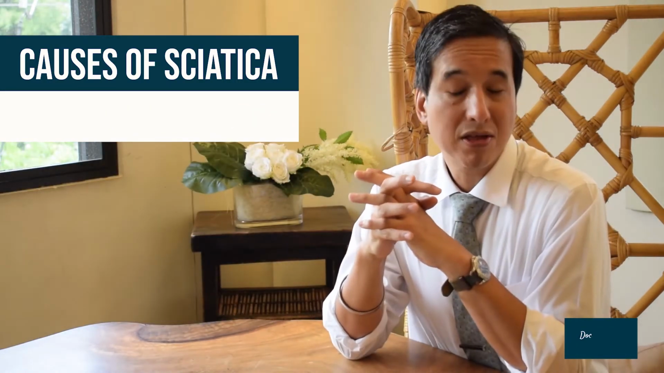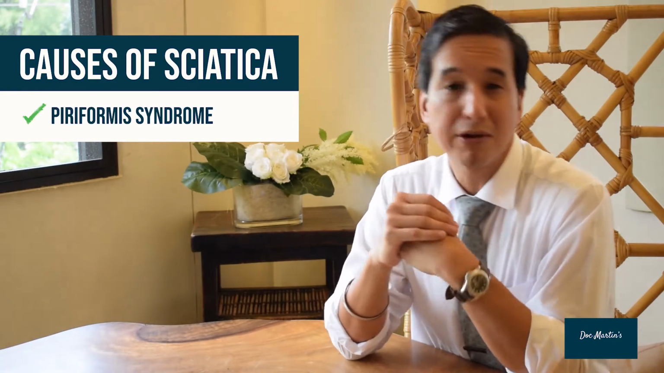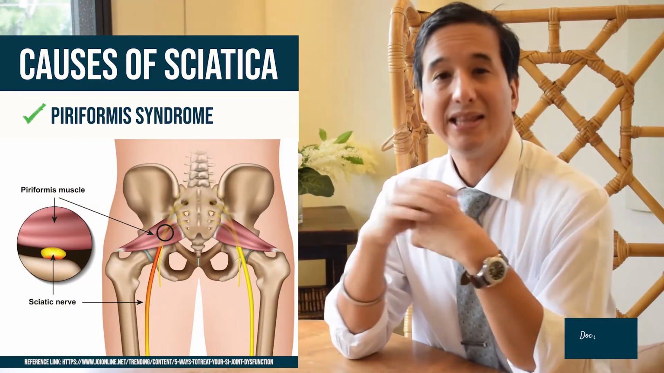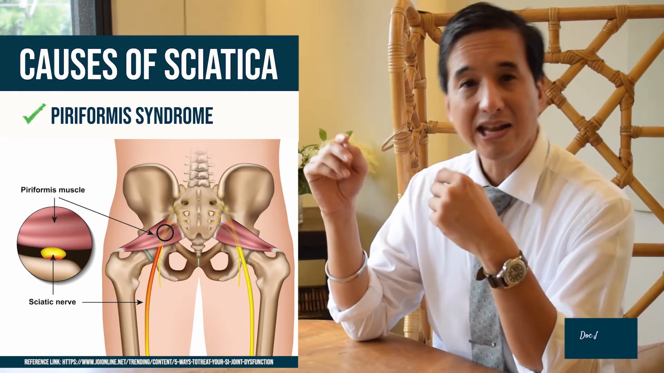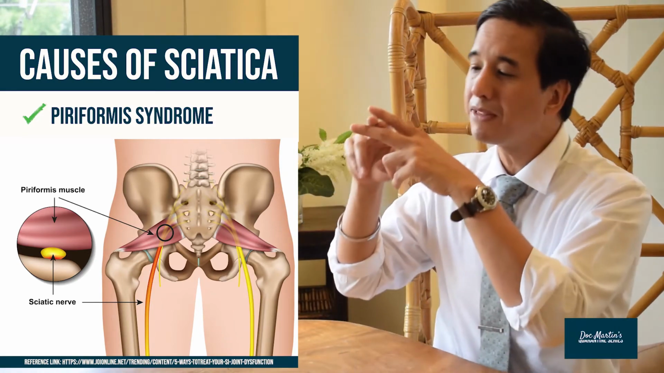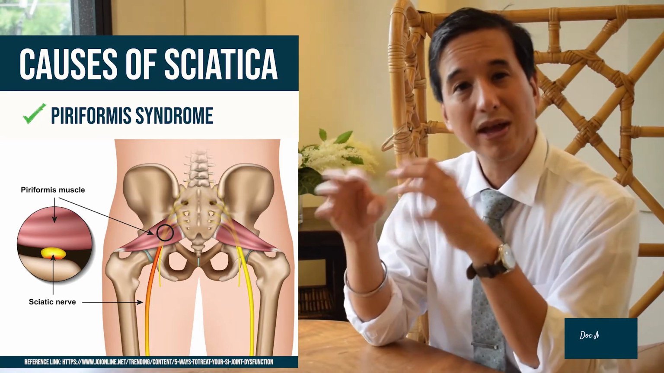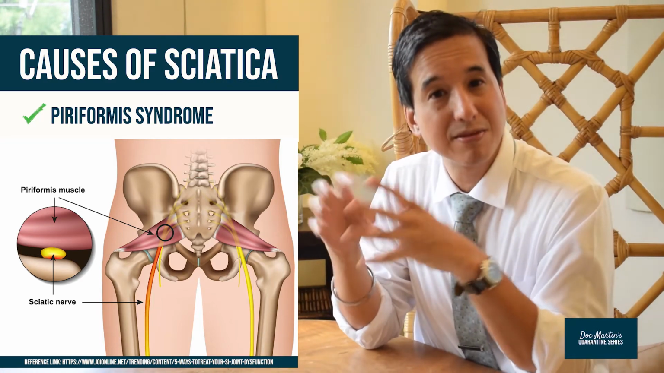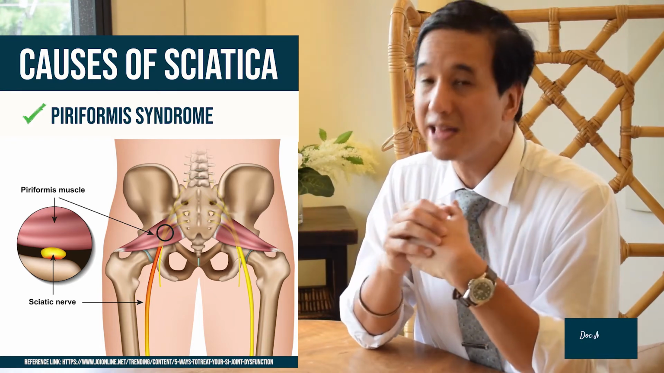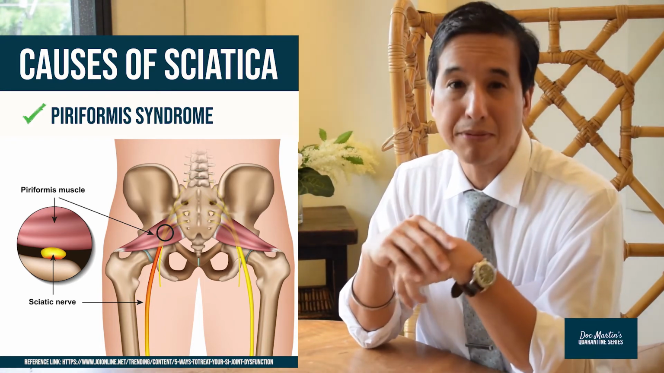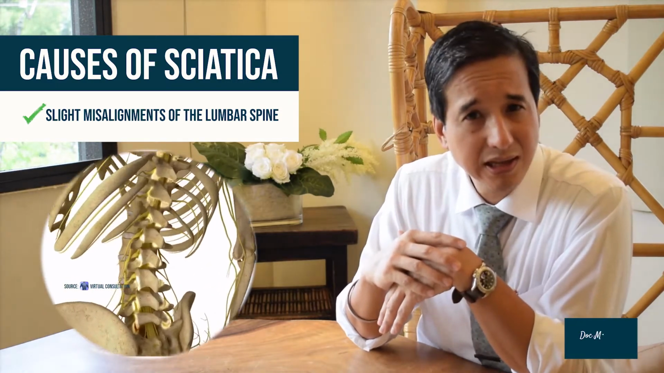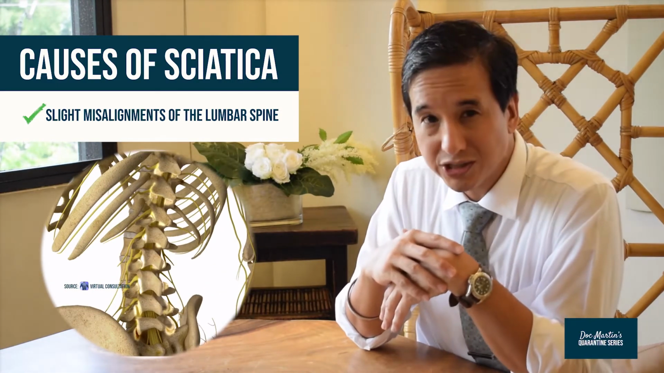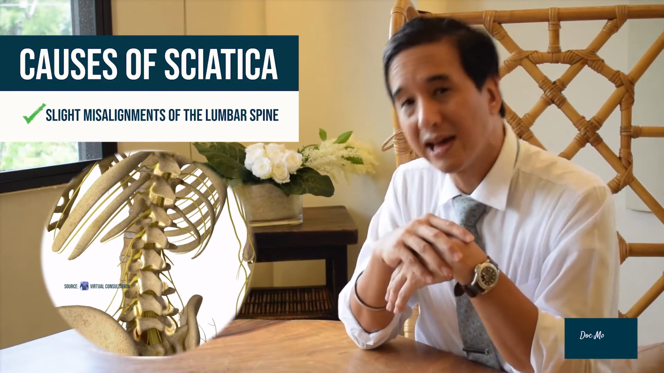Another possible cause of sciatica is what's called Piriformis Syndrome. Now, this is a small, deep muscle of the buttocks. The sciatic nerve actually dives in between the belly of the muscle. So when there is tightness or stiffness in this muscle, it can actually pinch the sciatic nerve, giving you what they call Piriformis Syndrome. And finally, you can have slight misalignments of the lumbar spine that cause nerve pressure that can affect the sciatic nerve.